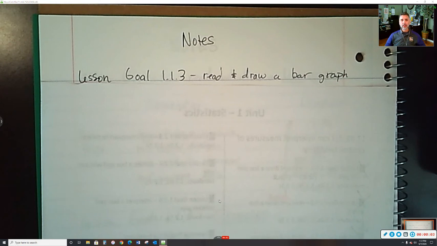Alright everybody, so today we have notes again. And today's notes are basically going to be about bar graphs. So far we've talked about line plots, line graphs, and this is our third type of graph. These are bar graphs. Okay, let's go ahead and write down the lesson goal 113, read and draw a bar graph.